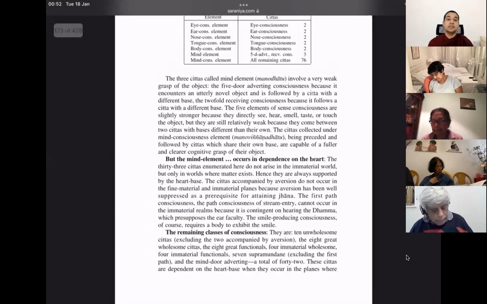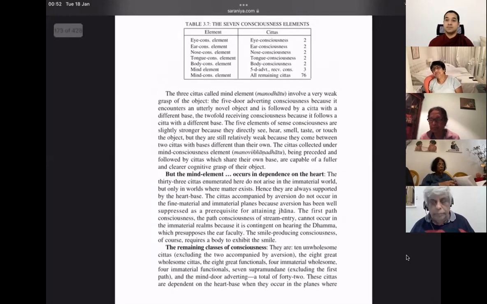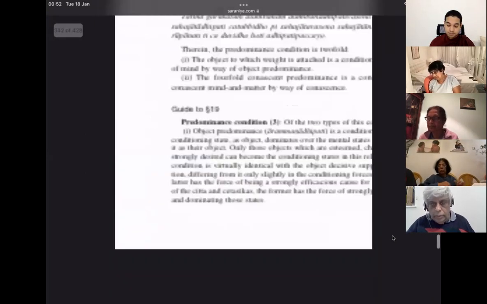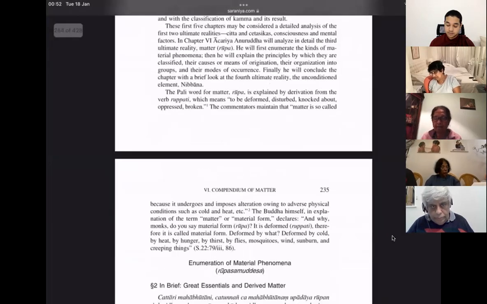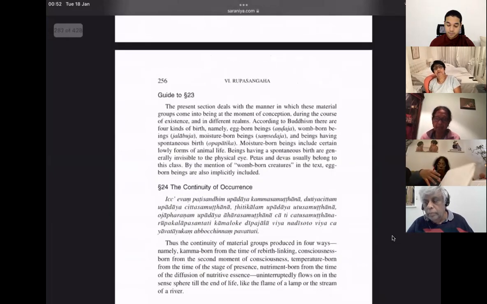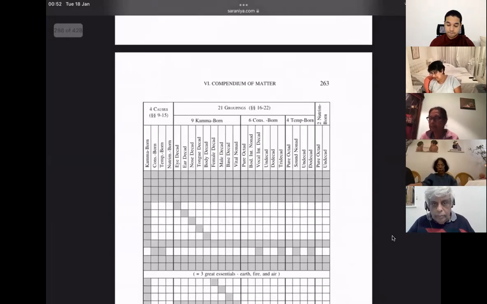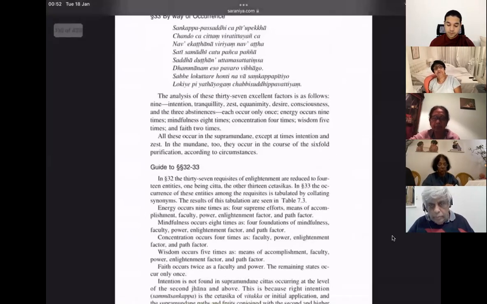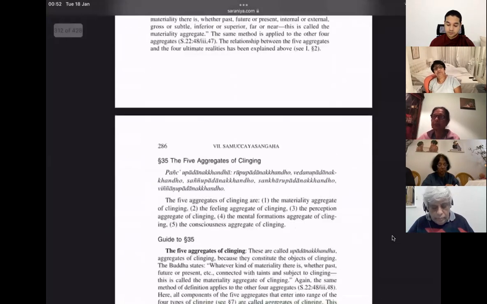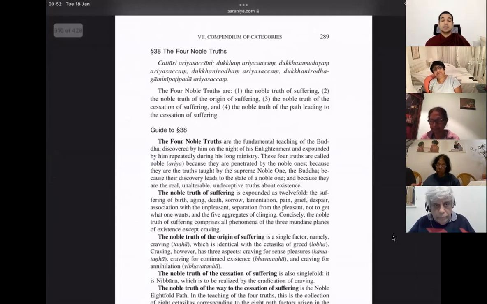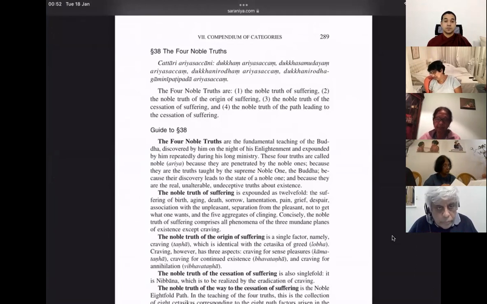So, okay. So, essentially, yes. Thank you, Bhante. Page number 288. Right now we are on 289. All right, 288. Verse 38. Yes, 288 and 289.